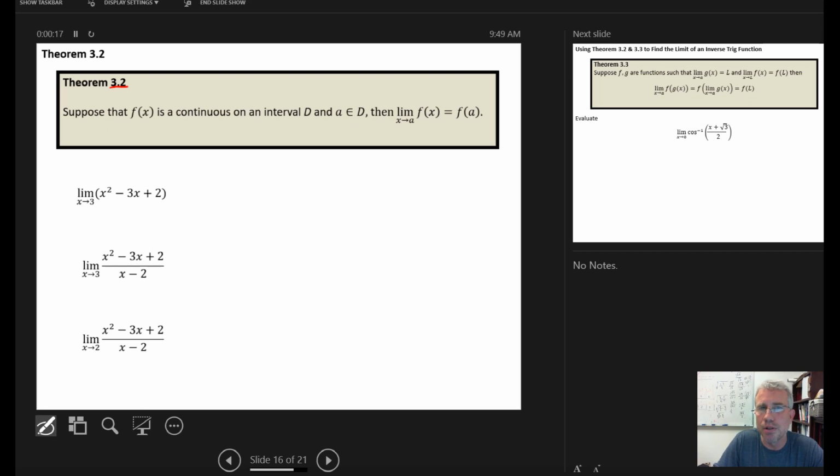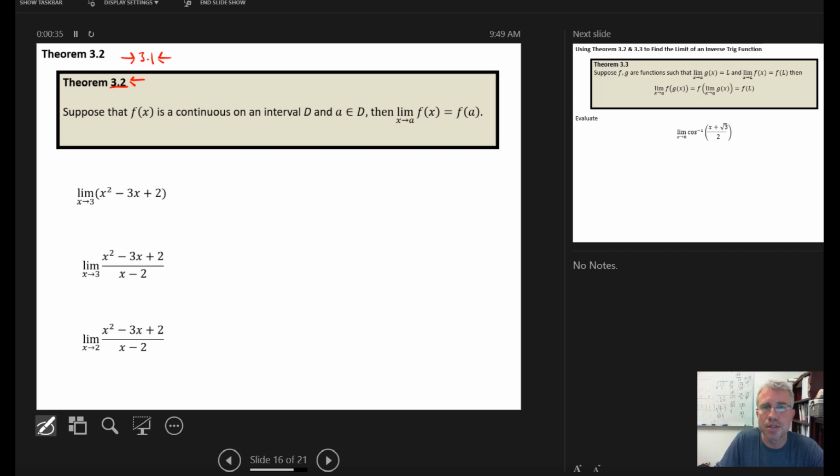So in the homework, you want to pay attention to when you're being told to use Theorem 3.1, which is the theorem we've been using in previous videos to analytically find limits, versus when you're allowed to use Theorem 3.2. So you need to pay careful attention in the homework to the instructions.